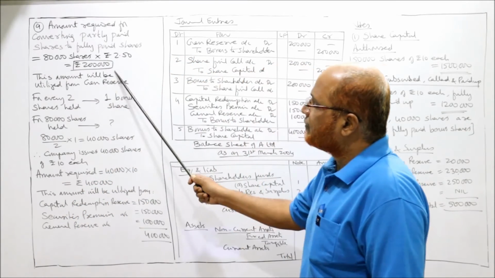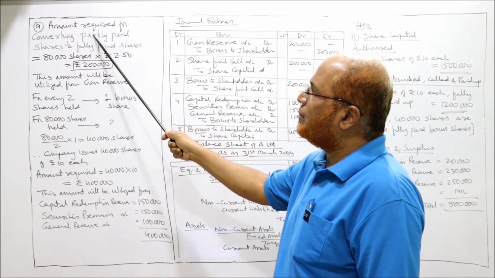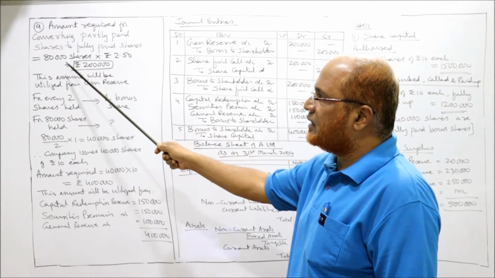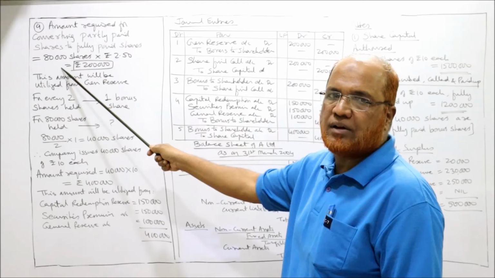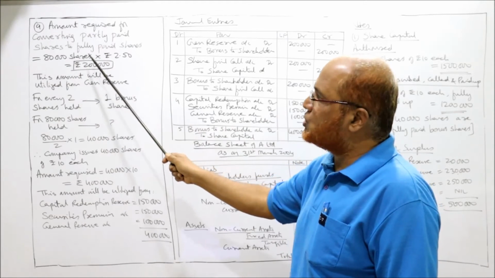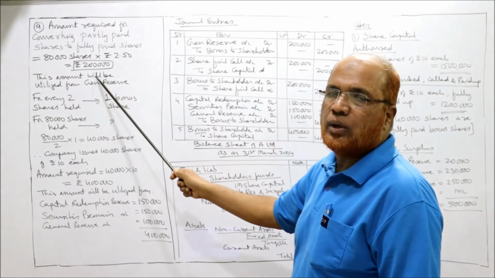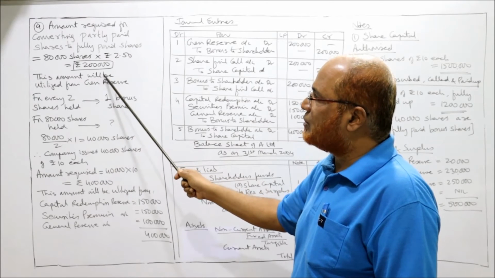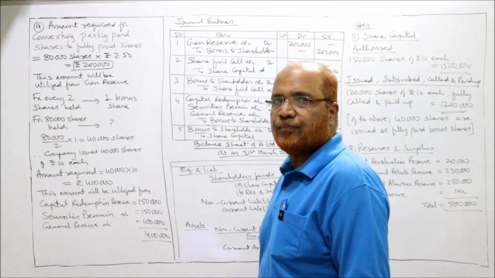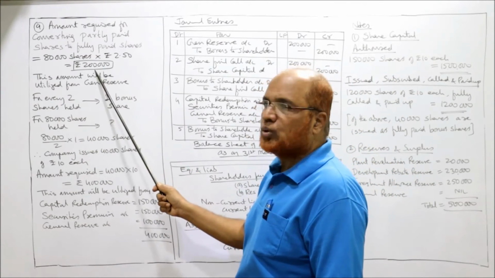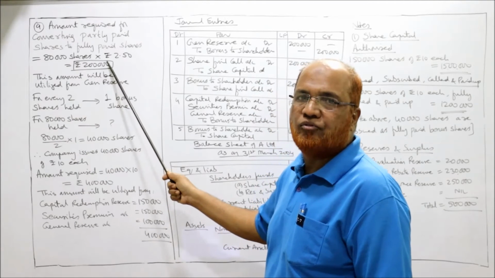First of all, amount required for converting partly paid shares into fully paid. 80,000 shares presently the company is having. An unpaid amount on each share is 2 rupee 50 paisa. So 2 lakh rupees we require. This amount will be utilized from general reserve. General reserve will be used, 2 lakh rupees, for converting partly paid into fully paid.